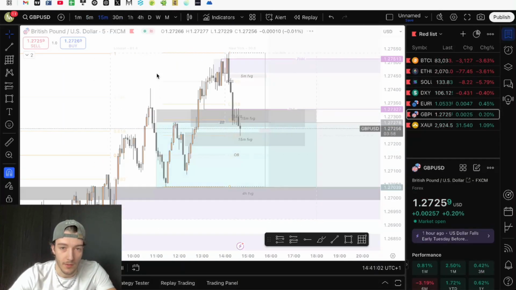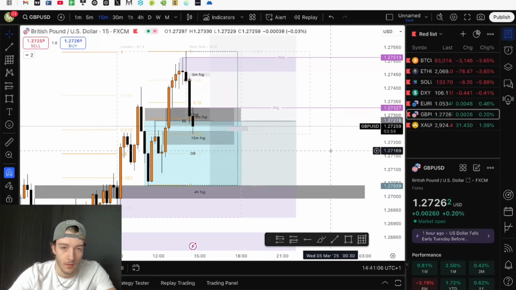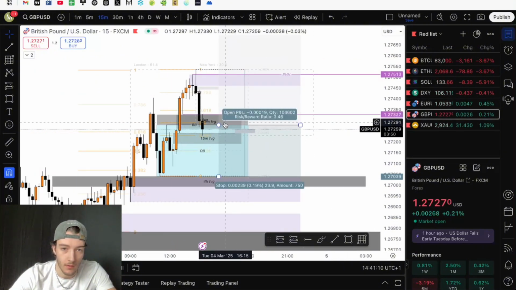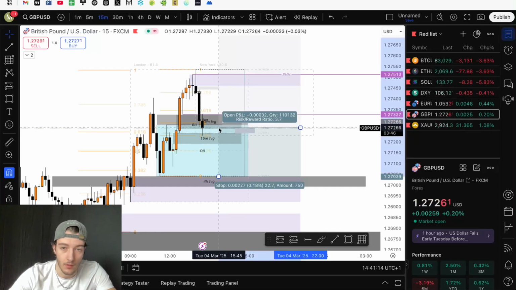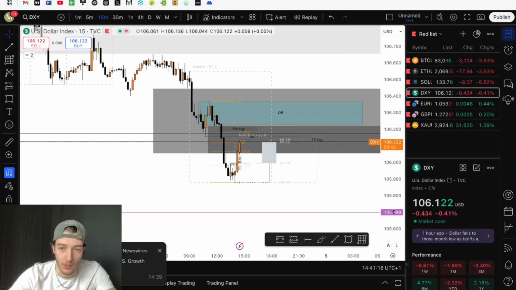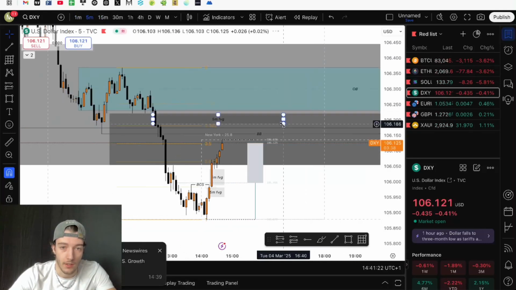G tapped into this 50-minute fair gap, getting deeper into the order block, which is good. We can get a better entry. The higher the dollar moves, the better the risk reward we can get if we see a clear break of structure on the 5-minute to the downside.